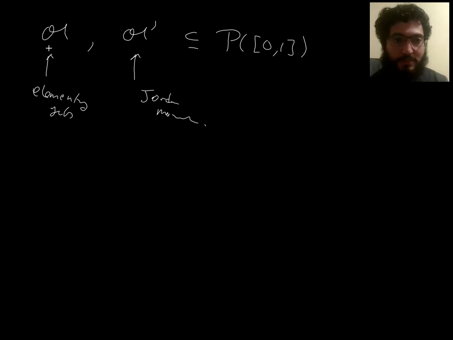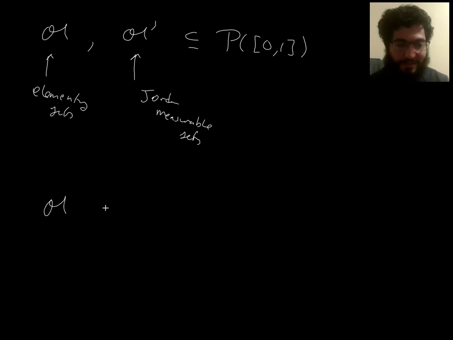Just to remind you, the elementary sets were the finite unions of intervals, all kinds of intervals, and the Jordan measurable sets were those that could be approximated from above and below by elementary sets in such a way that the measures of the elementary sets converged to something that agrees from both above and below. Jordan measurable sets.